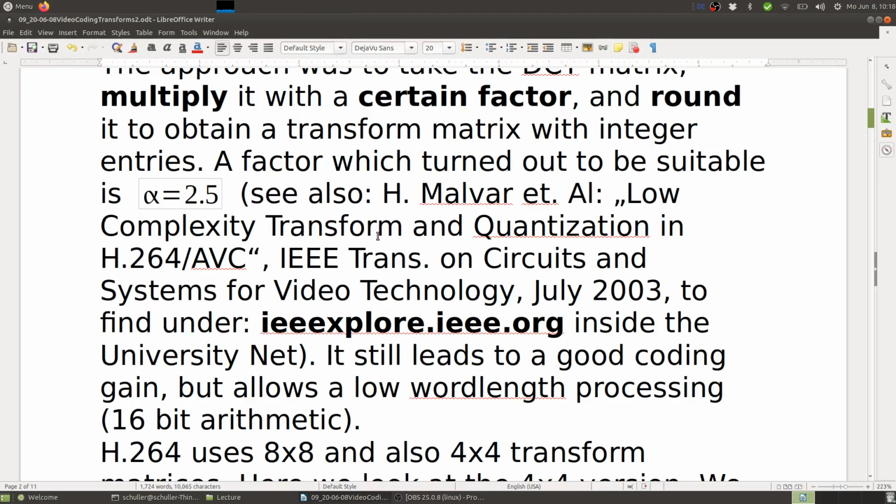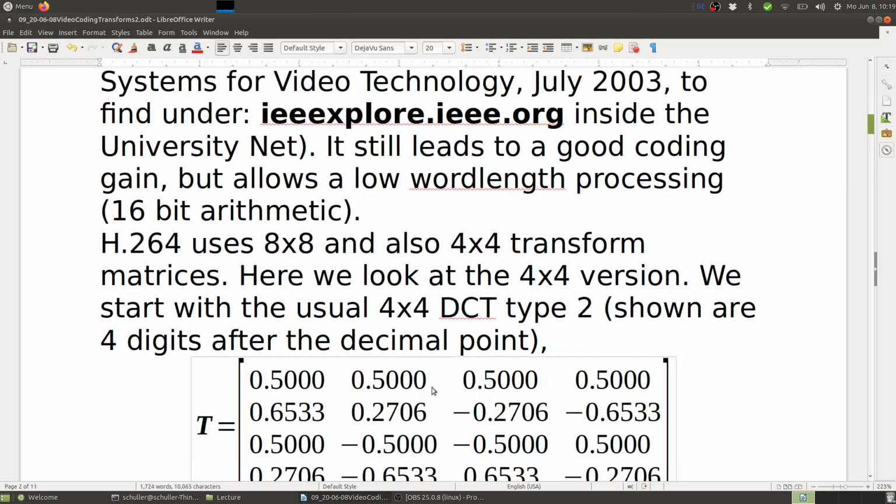Yeah, so I recommend you to read this paper, and this basically then became part of the standard. So it still leads to a good coding gain, this transform, but allows a low word length processing. So just 16-bit arithmetic. So that's good. So 16-bit is much shorter than, say, usual 64-bit floats.